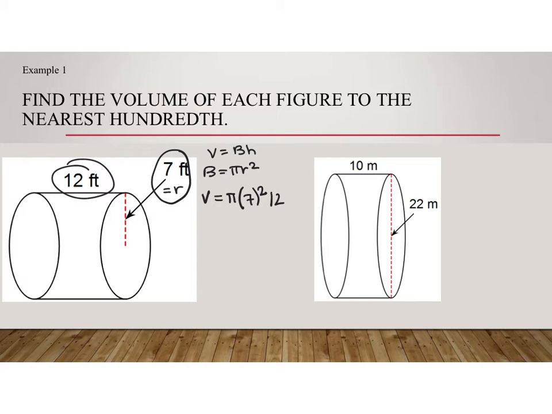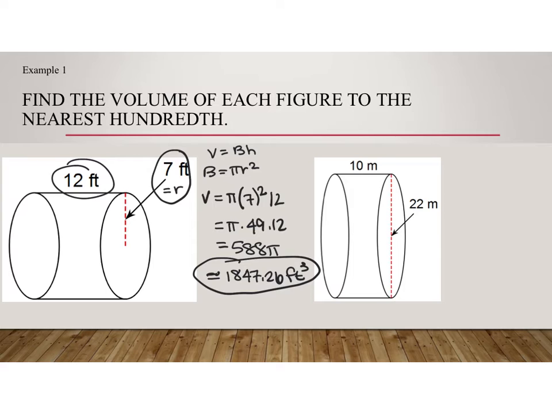The units on volume, don't forget, are cubic. So if I simplify this, I end up with pi times 49 times 12, or 588 pi. And if I multiply that out, this gives me something approximately equal to 1,847.26. My units were feet, and this will be cubed. So this right here is my final answer.